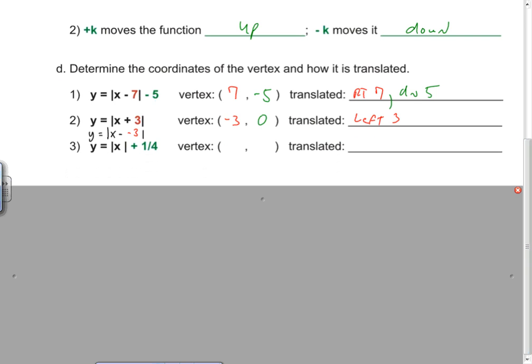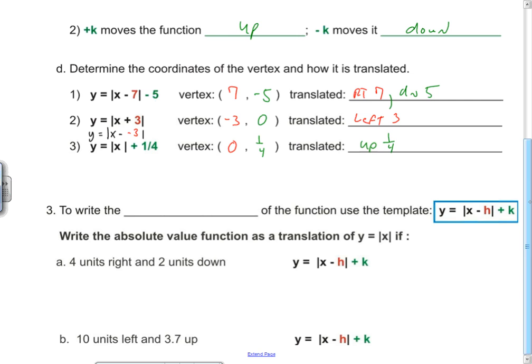All right, so number 3. Everybody now knows that the h value is 0, and the k value is 1/4. And this thing is translated up 1/4. Positive 1/4. Up 1/4. Yeah. Got it? Good.